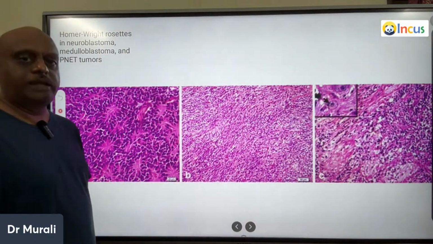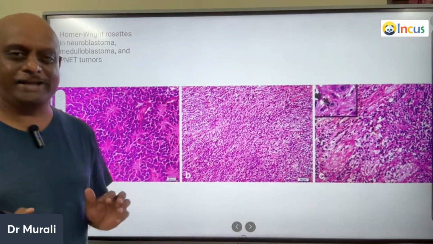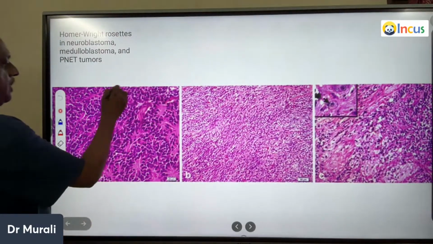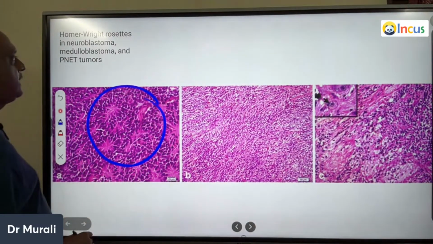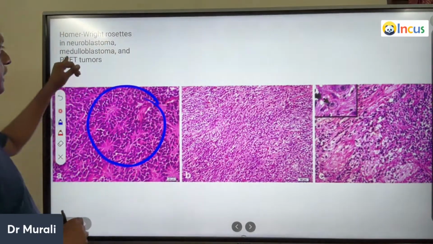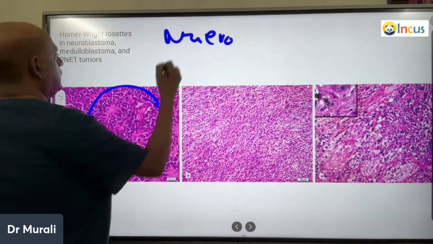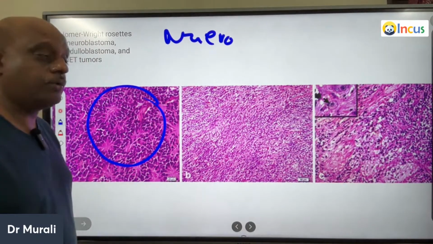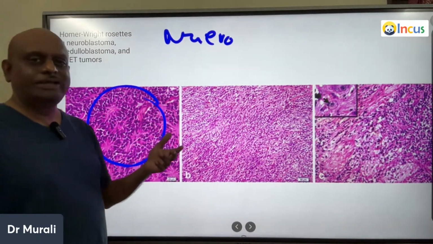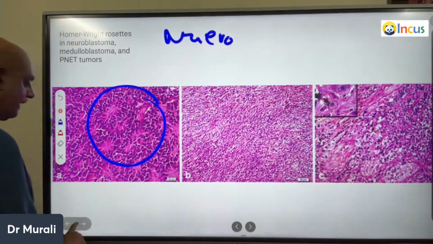Now, there are certain rosettes which you have to remember their names invariably. So what are these called as? Homer Wright rosettes. Where do you see? We see it in neuroblastoma, we see it in medulloblastoma, and also the PNET tumors is what you have to remember.